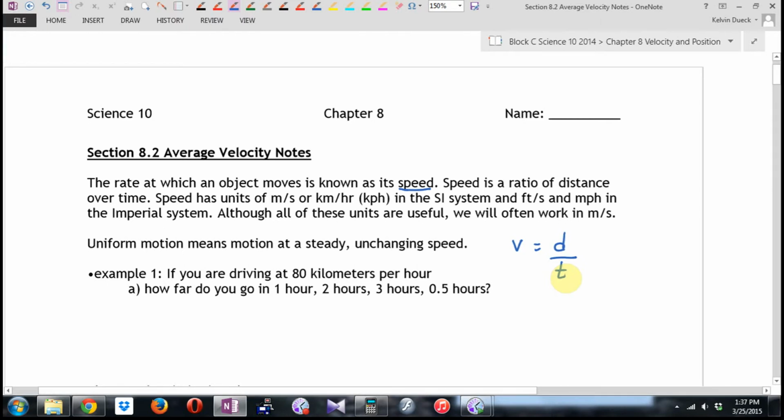You can sort of see that on your formula sheet, although they've got a few more things. They've got a triangle and an av in there, and we'll get to that. But you can kind of see that there.